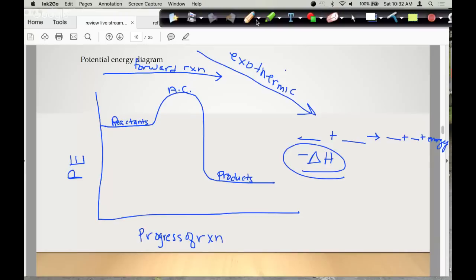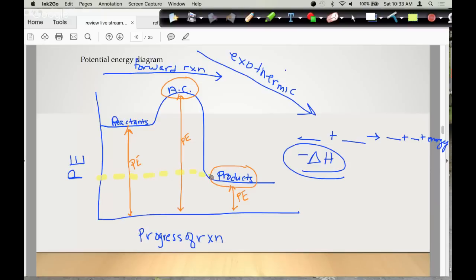We have a couple of different types of values. We have ones that hit the x-axis, which would all be measuring potential energies of whatever they go up to the height of. Potential energy of the reactants here, potential energy of the activated complex here, potential energy of the products here. Whatever they go up to the height of is what they're measuring the potential energy of.